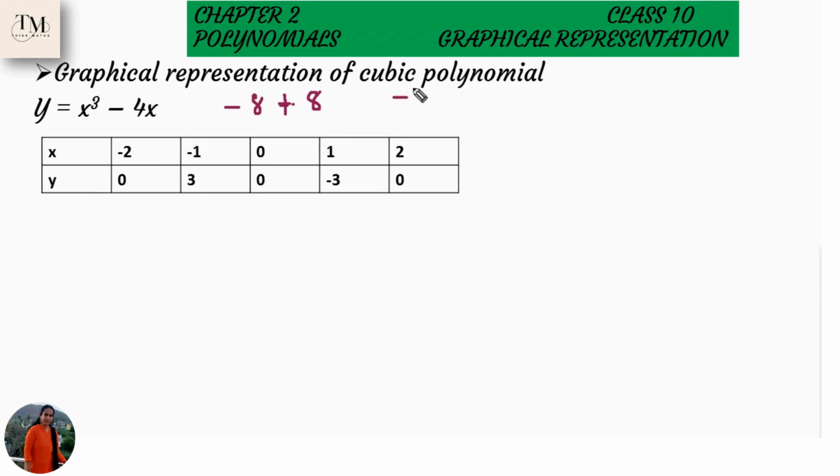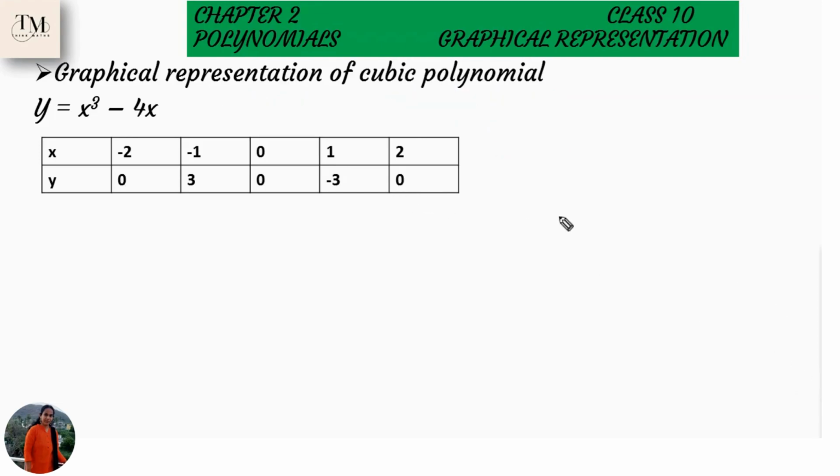Next value is minus 1. Minus 1 whole cube is minus 1, minus 4 into minus 1 is minus 4. Minus into minus is plus, so 4 minus 1 is 3. Next, if we substitute 0, 0 minus 4 into 0 is 0, so 0 minus 0 is 0. Next value 1. If we substitute 1, 1 cube is 1, minus 4 into 1 is 4, so 1 minus 4 is minus 3. Next value 2. 2 cube is 8, minus 4 into 2 is 8, so 8 minus 8 is 0.